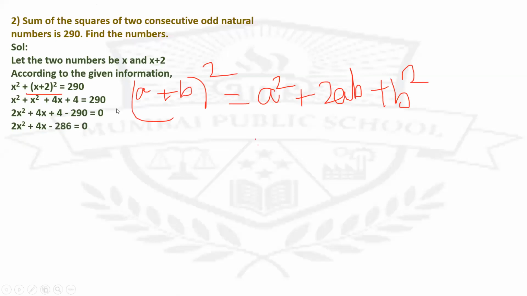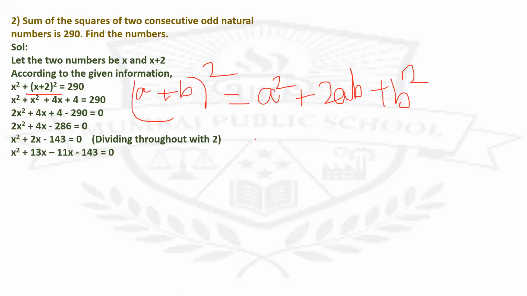You get that as 2x square plus 4x minus 286 equals to 0. Here, everywhere 2 is common. So dividing throughout with 2, you get the equation as x square plus 2x minus 143 equals to 0. Again, you're going to split the middle term. So once you split the middle term, what you're going to get?